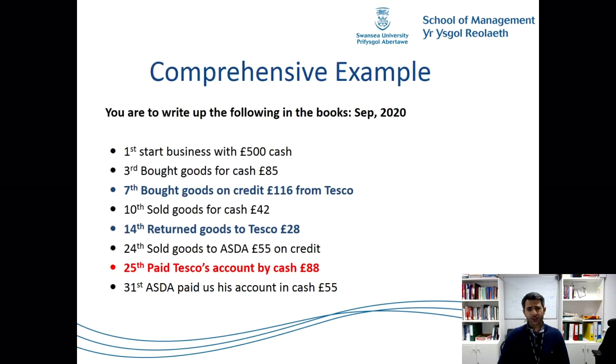If you look at the three transactions: on the 7th of September, you bought goods on credit from Tesco, £116, and then on the 14th you returned £28, but now on the 25th you paid Tesco's account by cash.